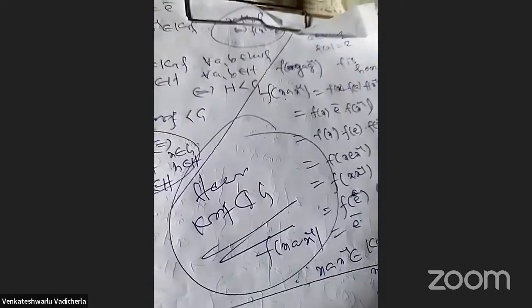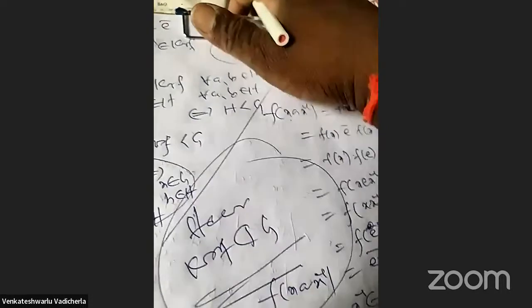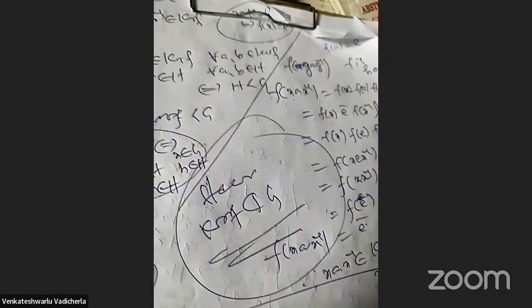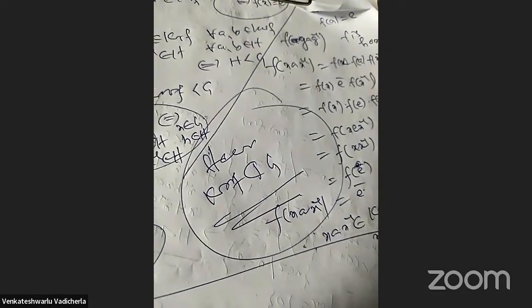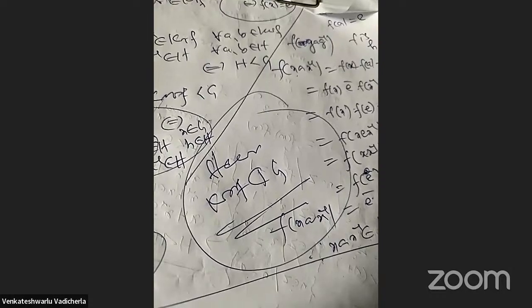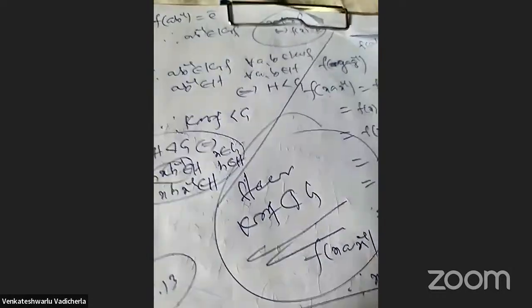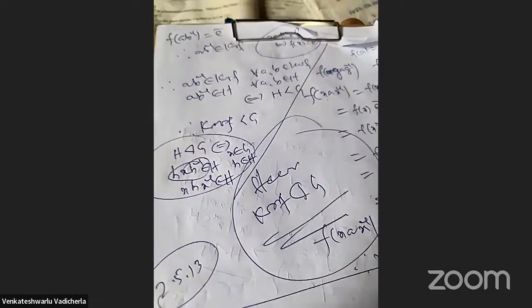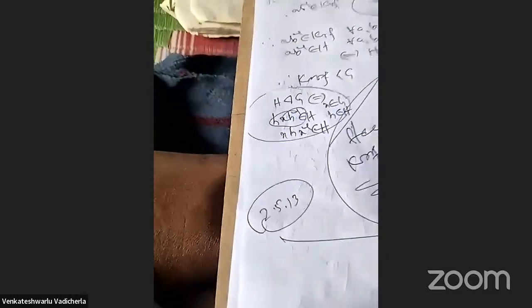I will read the statement. 2.5.13. Let G be a group, N be a normal subgroup of G. The mapping pi from G to G by N defined by pi of a is equal to N a for all a an element of G is an epimorphism with kernel pi equal to N. With epimorphism, kernel pi is equal to N. I will explain.